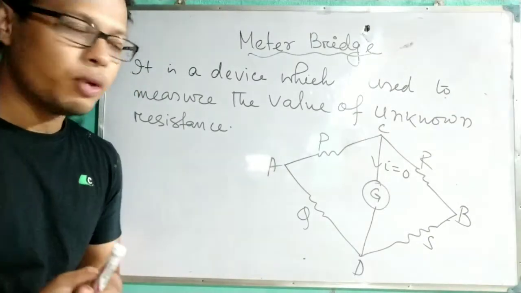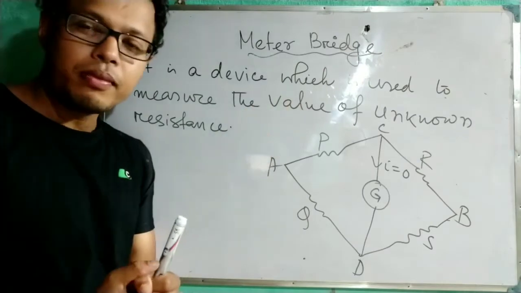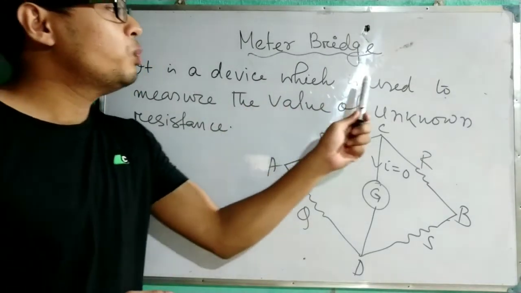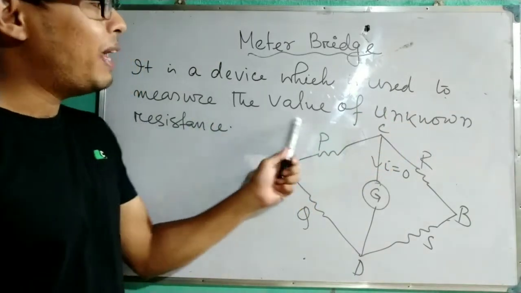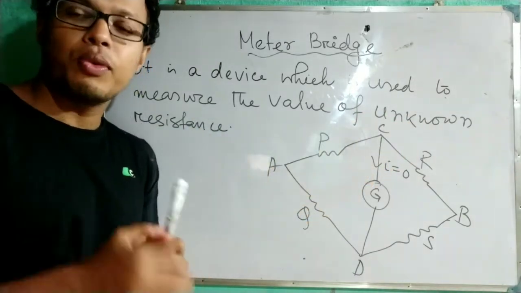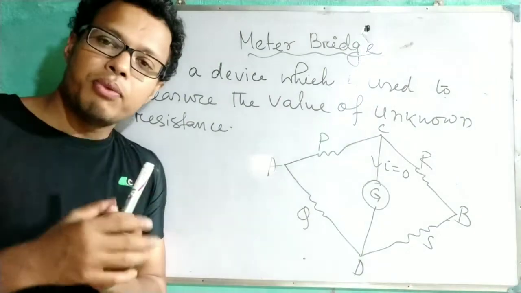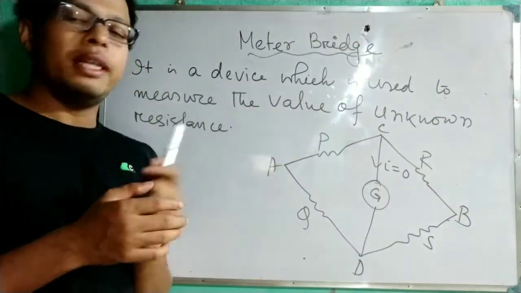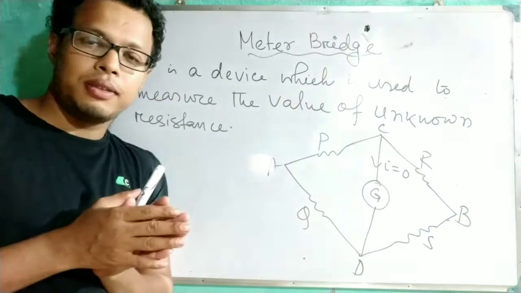Today's topic is about the meter bridge. What is a meter bridge? A meter bridge is a device which is used to measure the value of an unknown resistance. If you are given one wire whose value we don't know, by meter bridge we can easily find out the value of resistance.